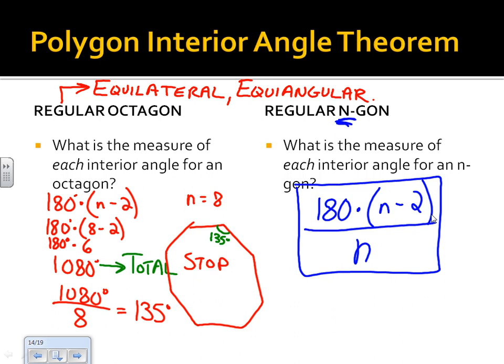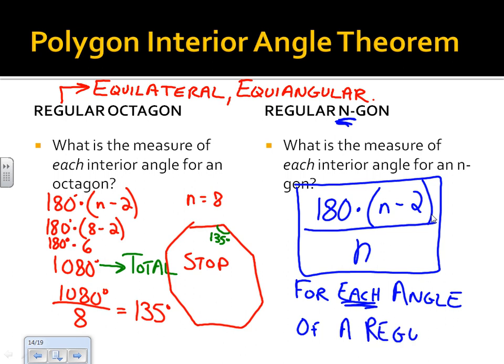This is for each angle, so a single angle, right? Just a single one. For each angle of a regular n-gon. So this is your formula that will work for all things that are regular. This is your formula for all that are regular.